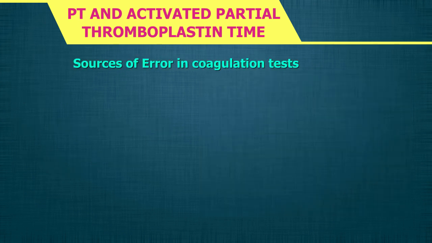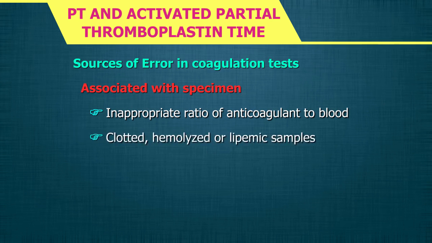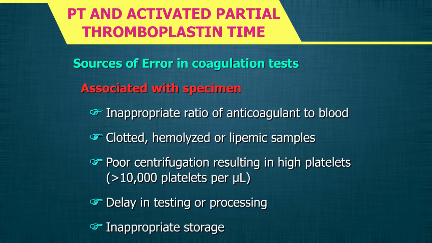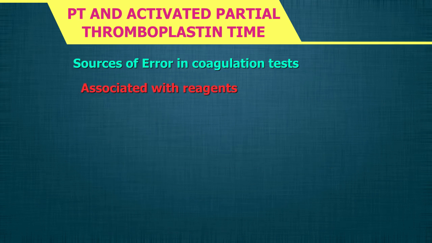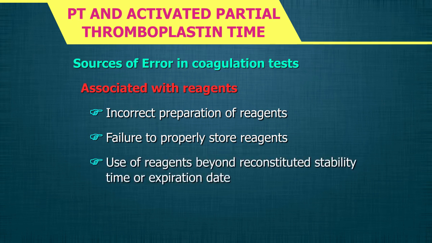Sources of error in coagulation tests. 1. Associated with specimen: inappropriate ratio of anticoagulant to blood; clotted, hemolyzed or lipemic samples; poor centrifugation resulting in high platelets, greater than 10,000 platelets per microliter; delay in testing or processing; inappropriate storage. Associated with reagents: incorrect preparation of reagents, failure to properly store reagents, use of reagents beyond reconstituted stability time or expiration date, contaminated reagents.